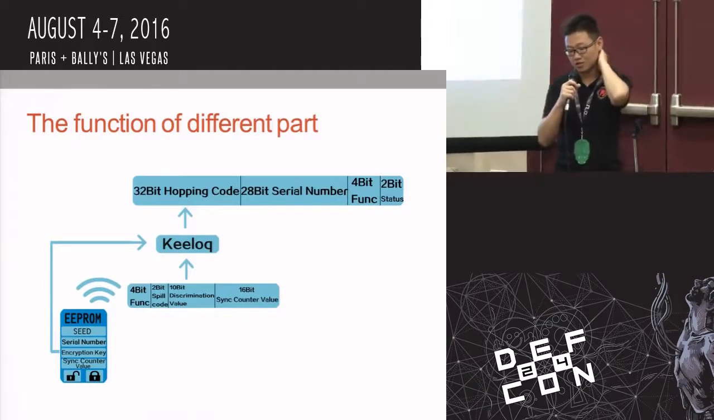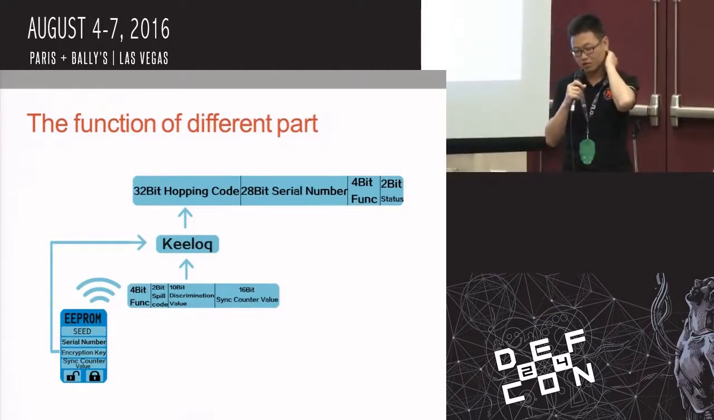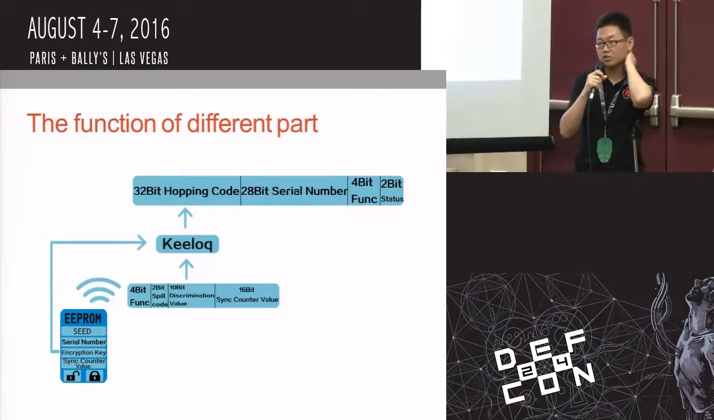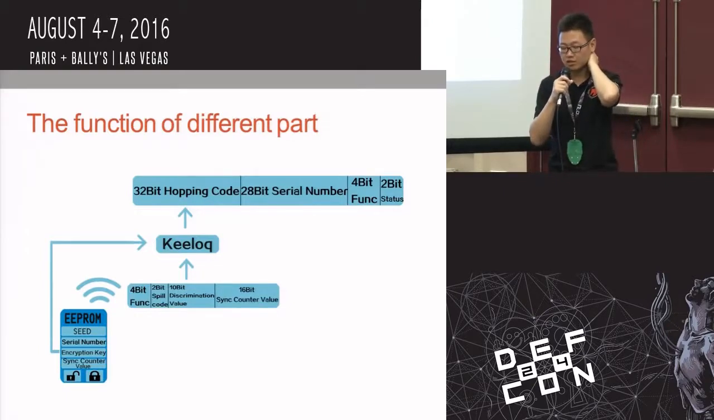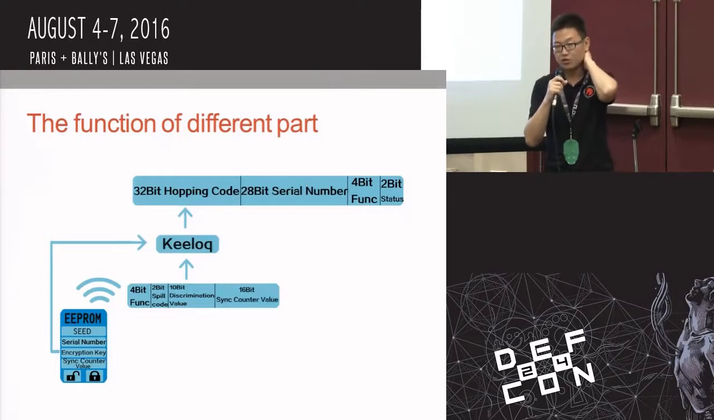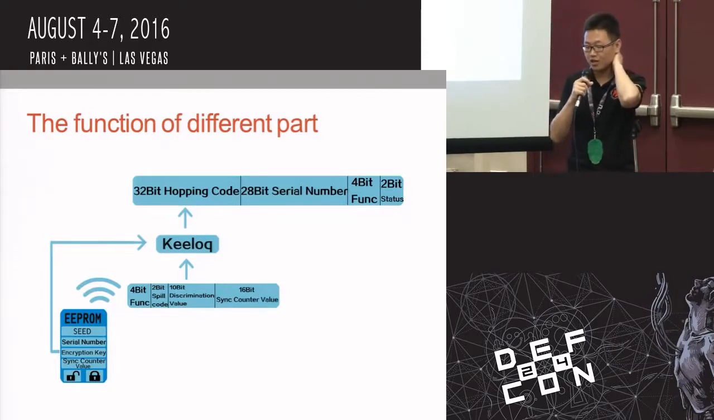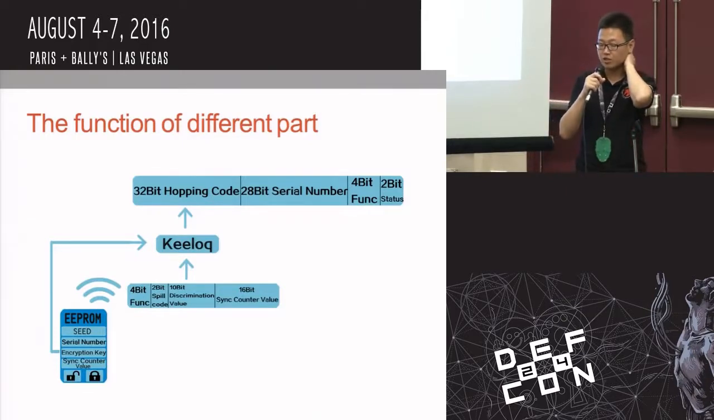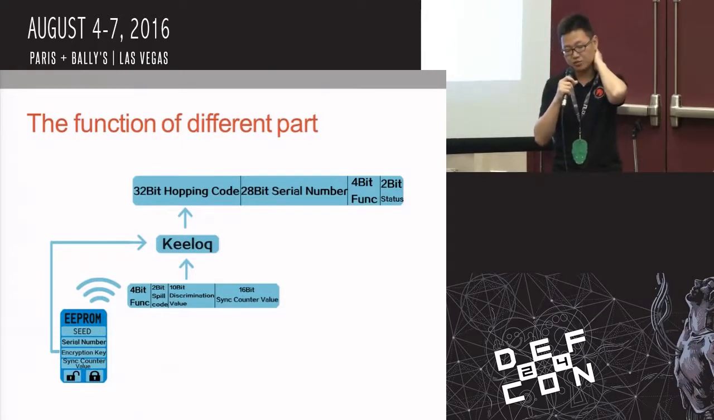Then is the 2-bit status code. One bit of it is used to tell the driver if the key fob is in low power status, and another bit is used to tell the car if this signal is a repeated one. And then we will introduce the 32-bit hopping code.